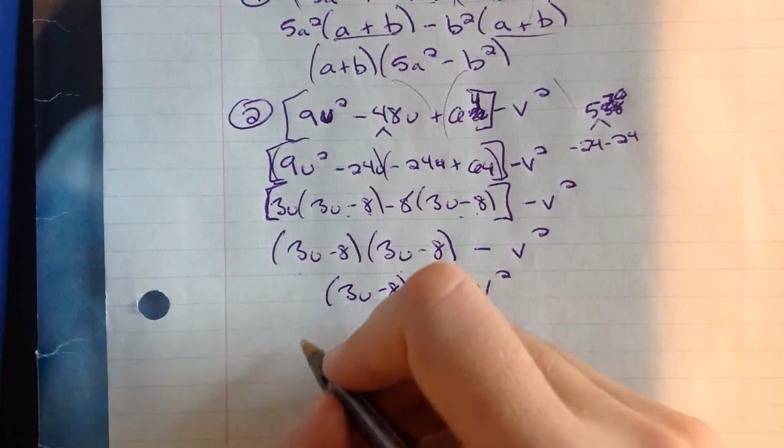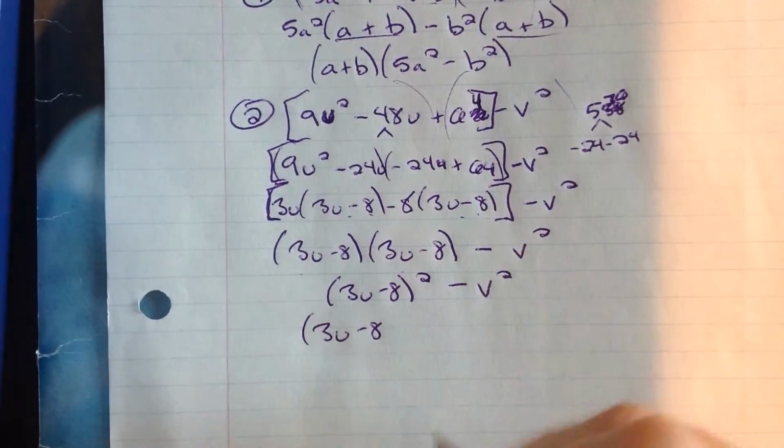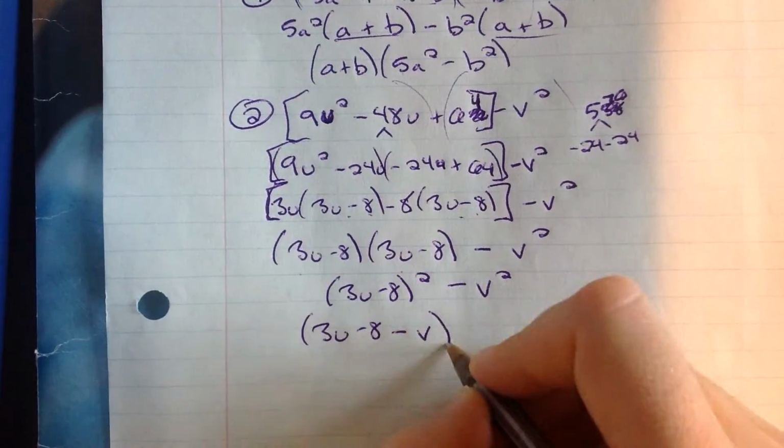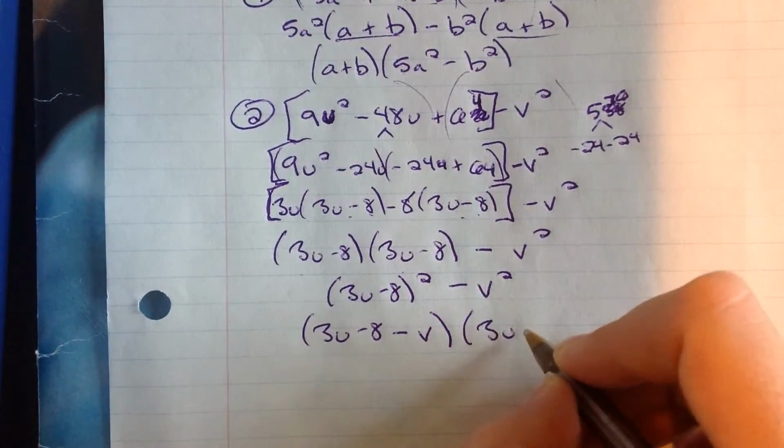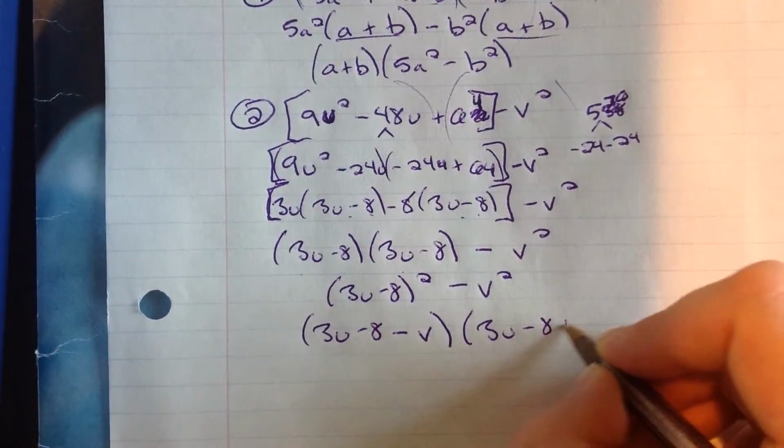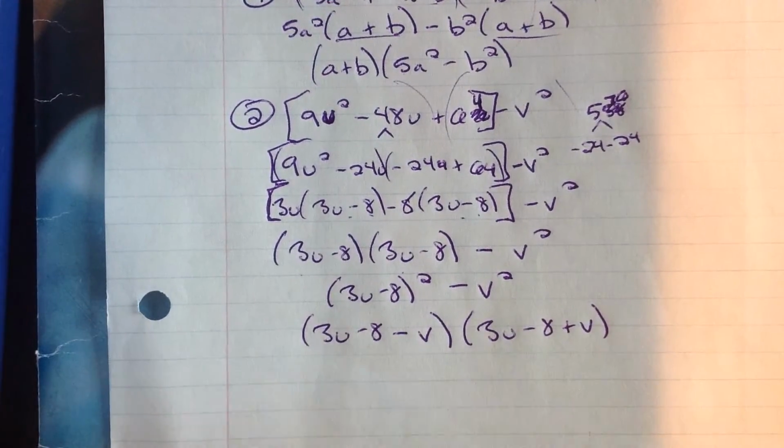Now I have a difference of squares, so I take the first term minus the second, the first term plus the second, and it's factored.